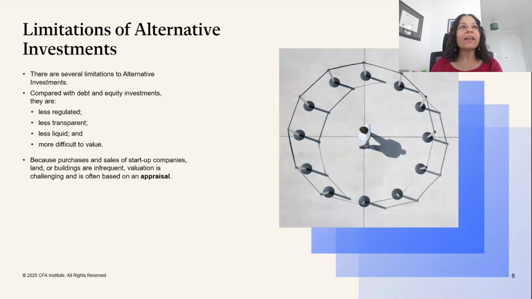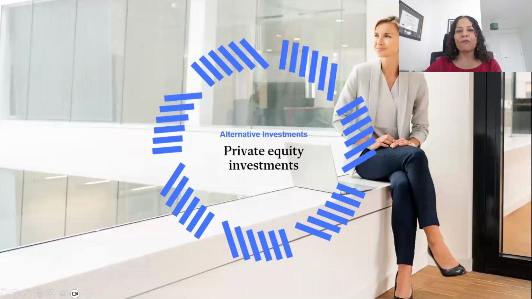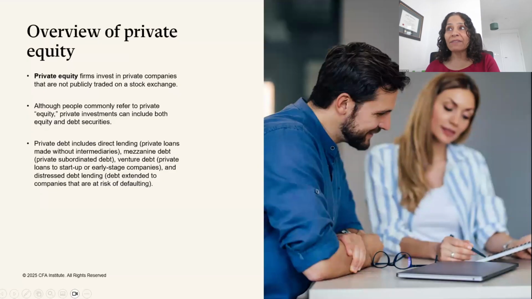Let's move forward with the first asset class that we'll discuss today, which is private equity. Private equity firms invest in private companies that are not publicly traded on a stock exchange. Although people commonly refer to private equity, private investments can include both equity and debt. Private debt can include direct lending, which is private loans made without intermediaries.